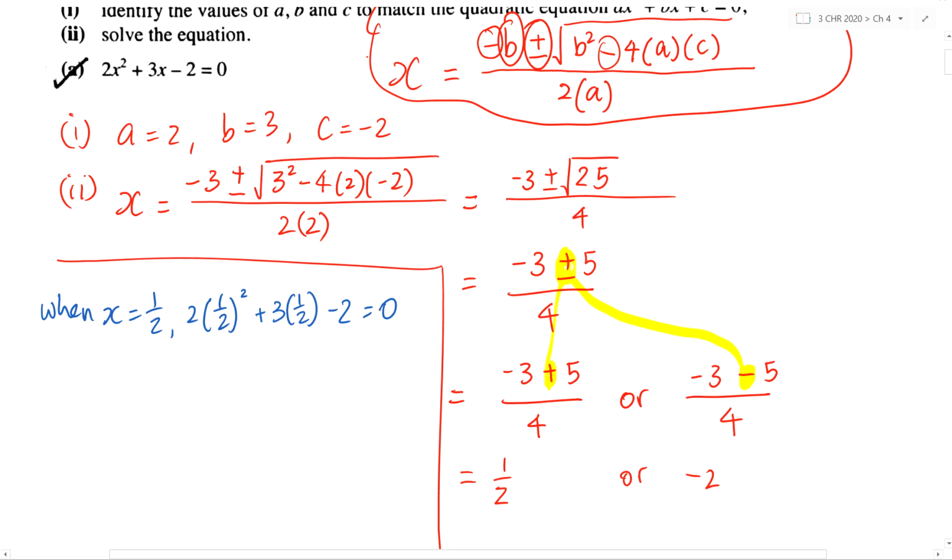So this must be correct. We can do so for when x equals to negative 2. When x is equal to negative 2, we will see the same thing. 2 times negative 2 squared plus 3 times negative 2 minus 2. And you get 0 again. So I can confirm with you these two are correct.